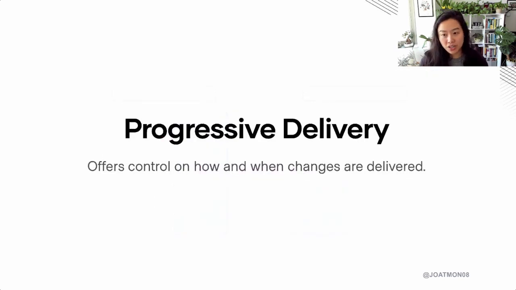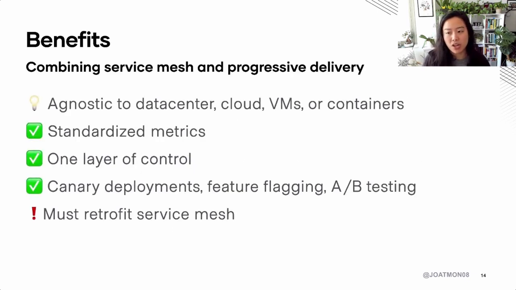So the next solution that you could apply is progressive delivery. Now, progressive delivery is a practice. It's not necessarily a solution per se, but what it's going to offer is control on how and when changes are delivered. Progressive delivery includes practices like canary, feature flagging, and A/B testing, all of which can be implemented and executed by a service mesh. So in this case, combining service mesh and progressive delivery offers a couple of benefits. It's agnostic to the data center, cloud, VMs, or containers. In this case today, I'm showing a deployment across VMs and containers.